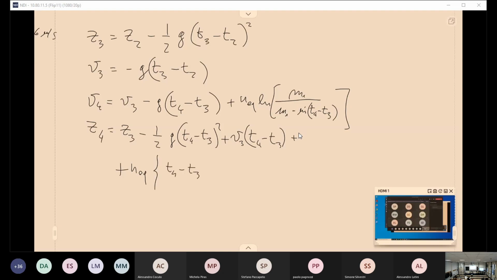T4 minus T3 minus m1 over dot m, that multiplies the logarithm of m1 over m1 minus dot m (T4 minus T3), and then we have plus T4 minus T3.